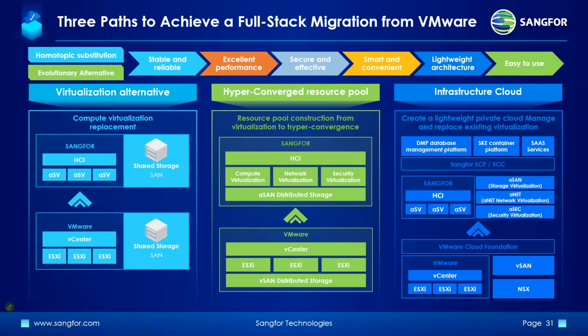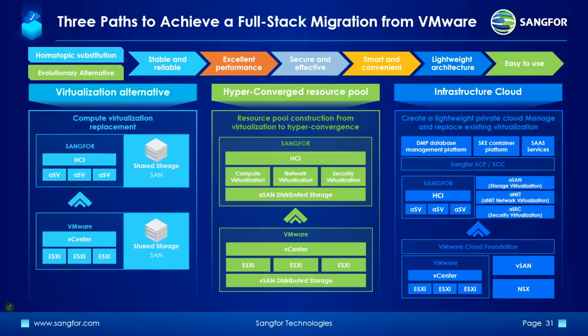Then the third one is complete infrastructure cloud. If customer is using VCF, VMware Cloud Foundation, along with private cloud, then we can propose ASV, ASN, ANET, and ASEC along with licensed SCP, which will provide functionalities of private cloud. Plus, if they're looking to run and manage Kubernetes, then we can provide Sangfor Kubernetes Engine, which is the SKE platform.